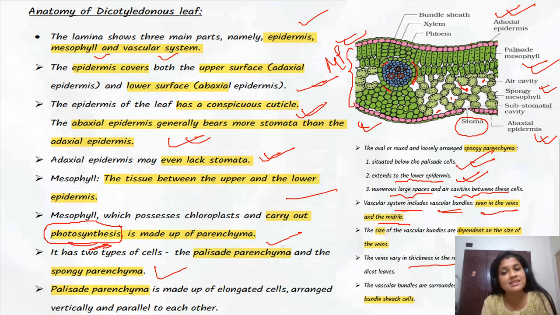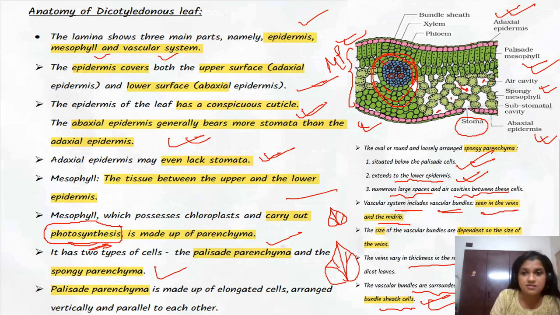Now veins vary in thickness in reticulate venation. We know that a small leaf might have a smaller vein and midrib, but a bigger leaf will have larger ones. So based on that, the vascular bundle shape and size will also change. Vascular bundles are surrounded by a layer of thick-walled bundle sheath cells.